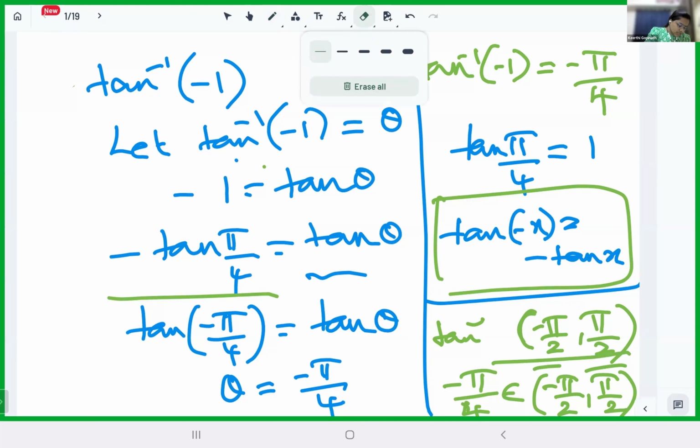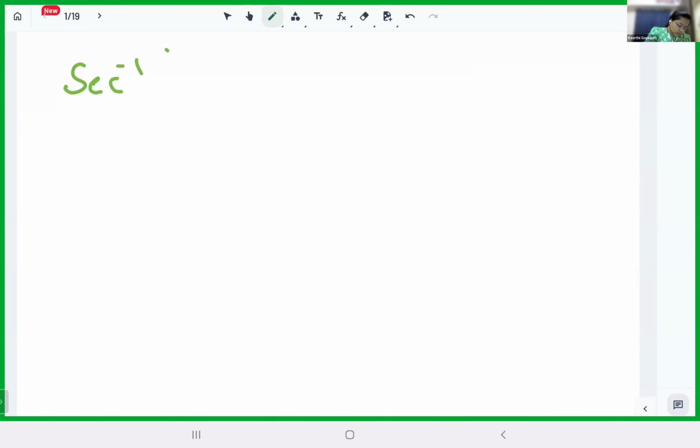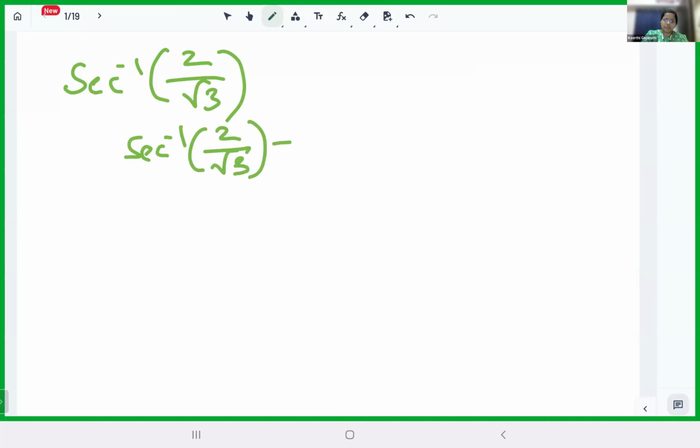Now the second question is sec inverse of 2 by root 3. We have to find out the principal value of sec inverse of 2 by root 3. Again, put sec inverse of 2 by root 3 as theta. So we can write 2 by root 3 as sec theta. Right. Now we have to check for which value of theta the function sec will give you 2 by root 3. For that, we know the standard values of sine, cos, tan, etc.